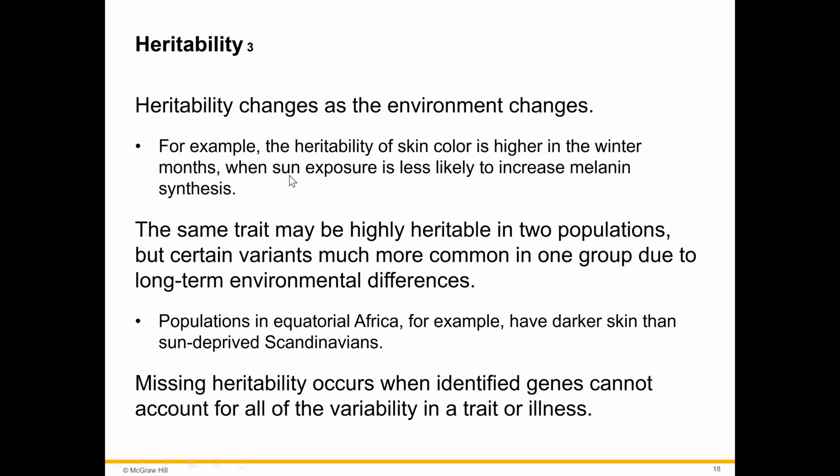So the same trait may be highly heritable in two populations, but certain variants are much more common in one group due to long-term environmental differences. A population in equatorial Africa, for example, has darker skin than sun-deprived Scandinavians. Missing heritability occurs when identified genes cannot account for all the variability in a trait or illness.